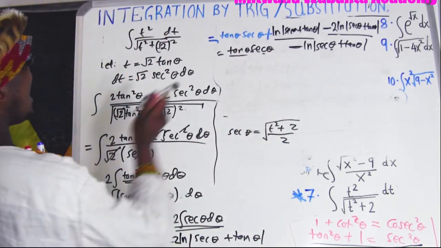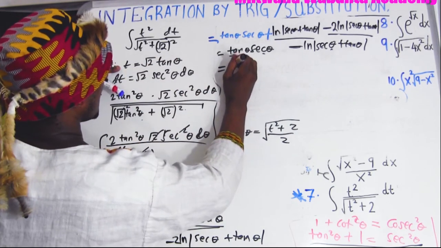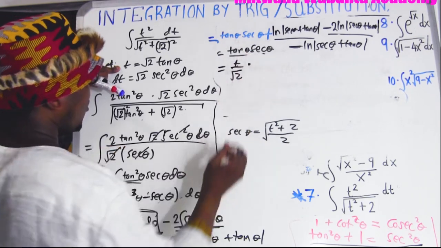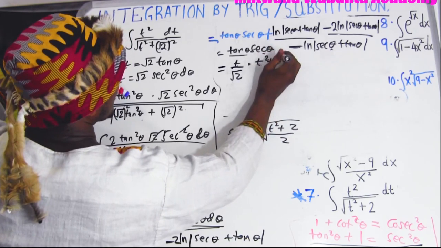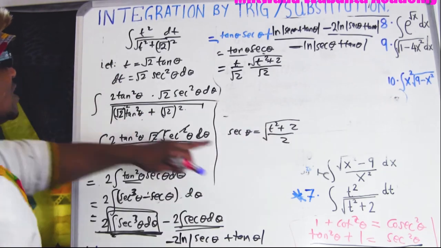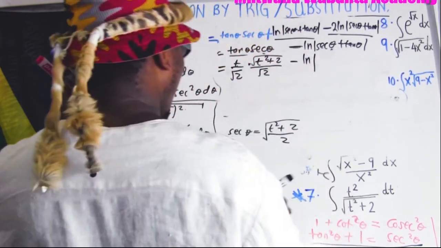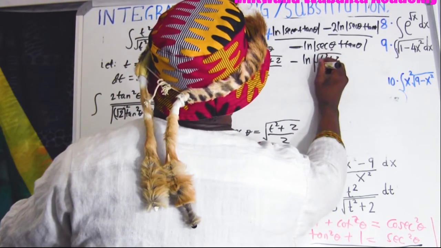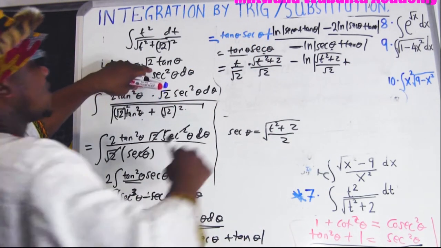Okay. Tan, we know tan. What is tan? Tan equal to t over square root of 2. Okay. Sec, what is sec? Sec equal to square root of t square plus 2 over square root of 2 also. I can separate this. Square root of the top one, square root of the bottom one. Okay. Minus ln of sec. We know sec. Sec this one, which is square root of t square plus 2, plus tan. Tan t over square root of 2.